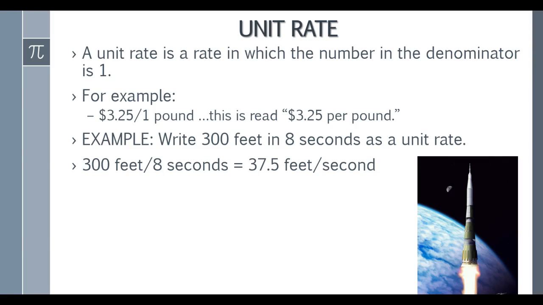This is an example of unit rate. Normally we read unit rates just like it sounds. For example, $3.25 in 1 pound, or per pound. Another unit rate, we can be calculating how fast a rocket goes. 300 feet in 8 seconds will be 37.5 feet per second.